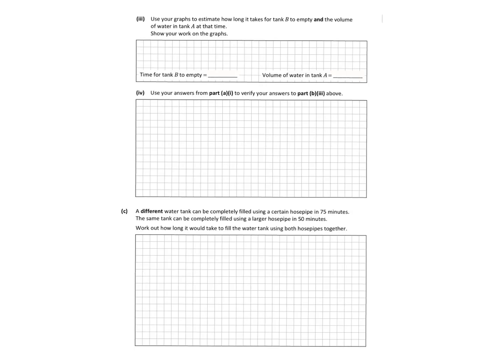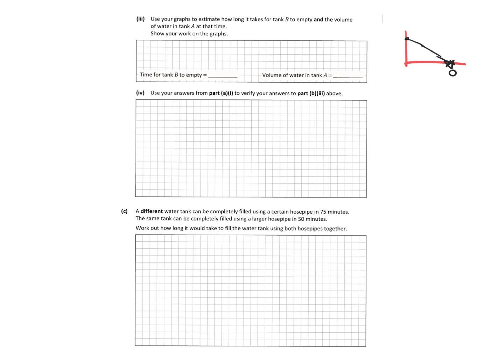Okay. Next one. Use your graph to estimate how long it takes tank B to empty and the volume of water in tank A at that time. So when you've got your graph done, when tank B is empty, obviously the volume is at 0. Okay, so you're looking to see how long that took. The examiner's looking for any marks you have on your graph to show that you were reading it here.